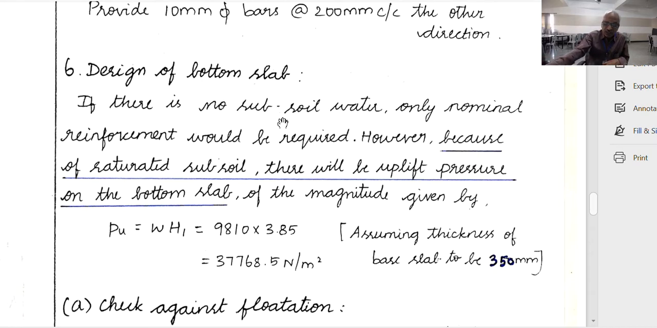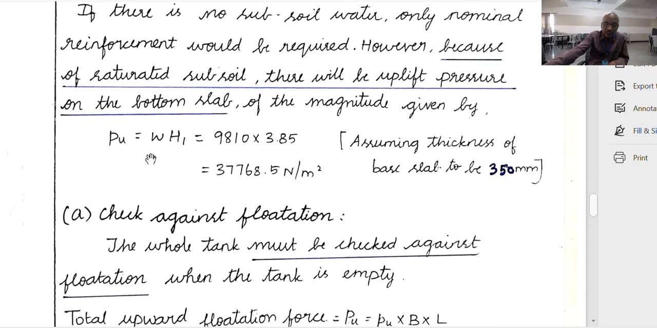If there is no subsoil water, only nominal reinforcement, etc., that is what we have discussed. There will be uplift pressure on the bottom of the slab. The uplift pressure is given by W into H, unit weight of water 9810 into 3.85. 3.5 is the height of the sidewall, assuming a 300 mm thick base slab, so the total height is 3.85. So 9810 into 3.85 is the uplift pressure. When the water rises up to ground level, this will be the pressure available at the bottom of the base slab. This is the uplift pressure.